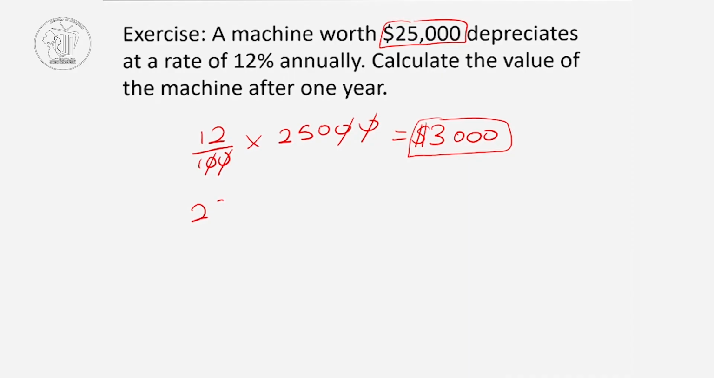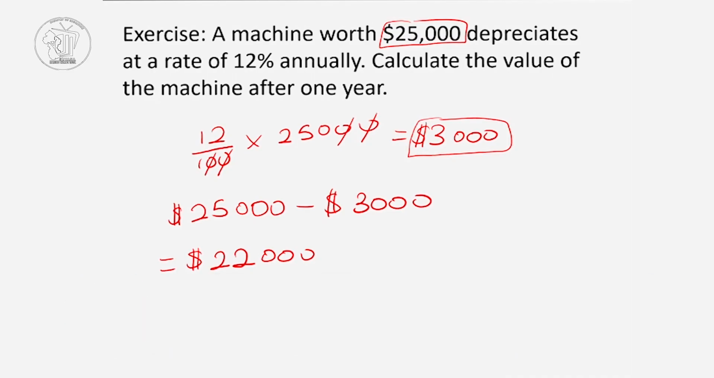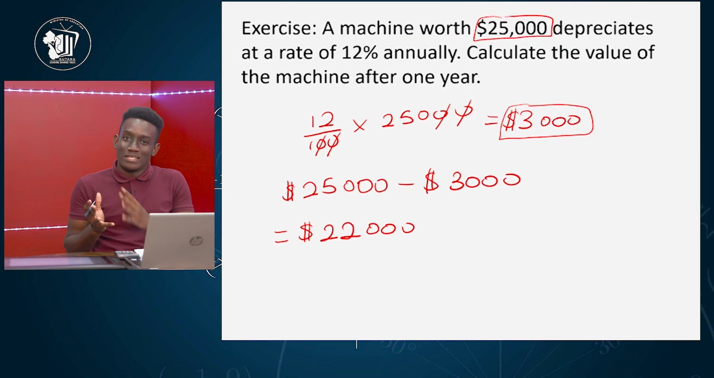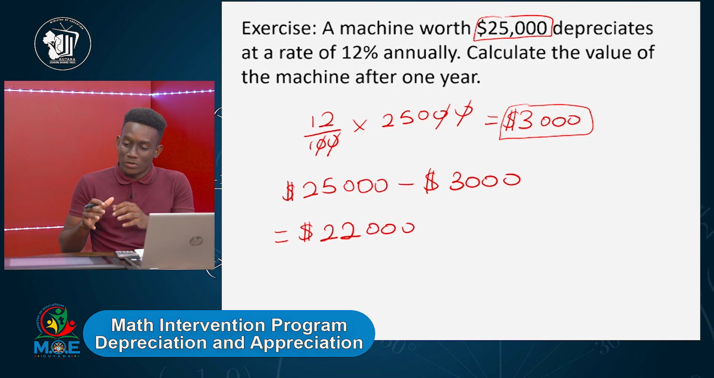So this will be 25,000 subtract $3,000. That would give me a value of $22,000. And that is what the machine will be worth after it depreciates by 12% after 1 year. So I did not use the formula. And if you go and try and use the formula, you will see that you will get the same answer as I have. I just reasoned my way out.